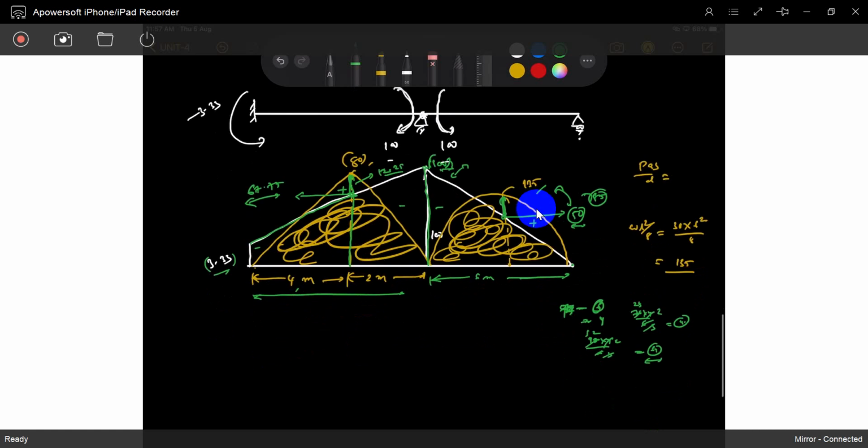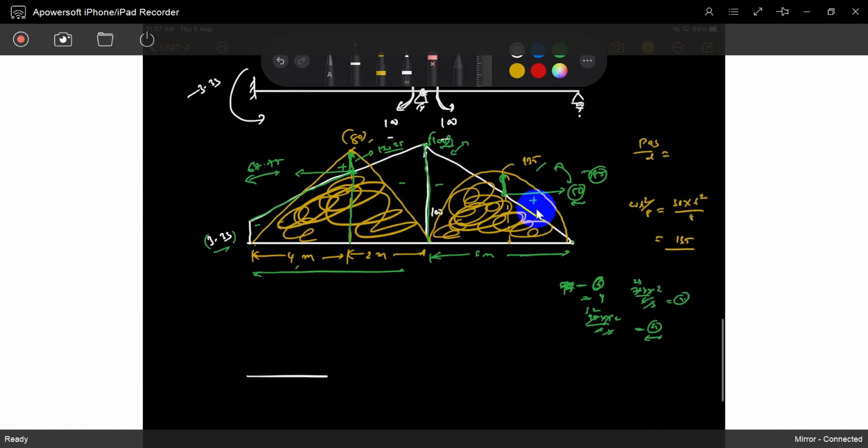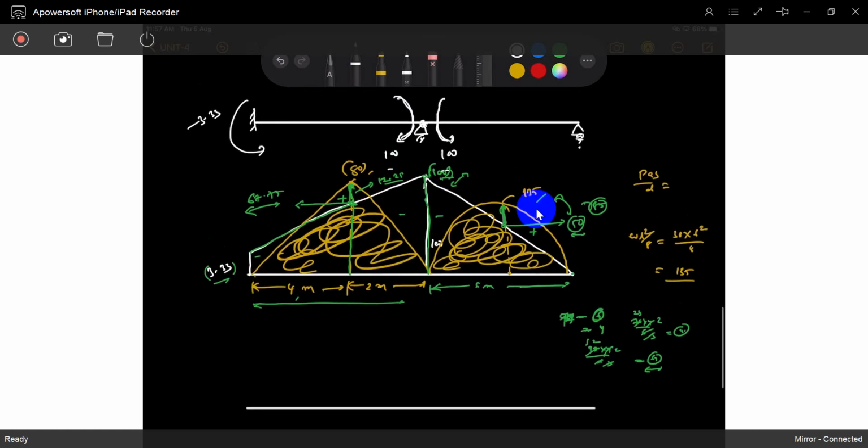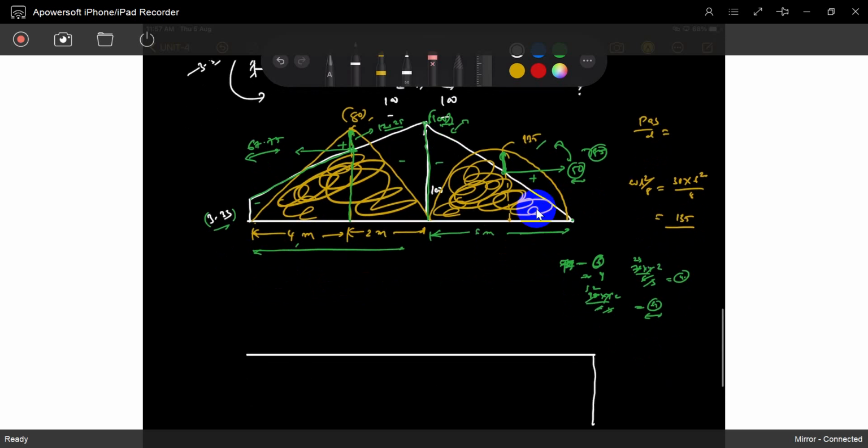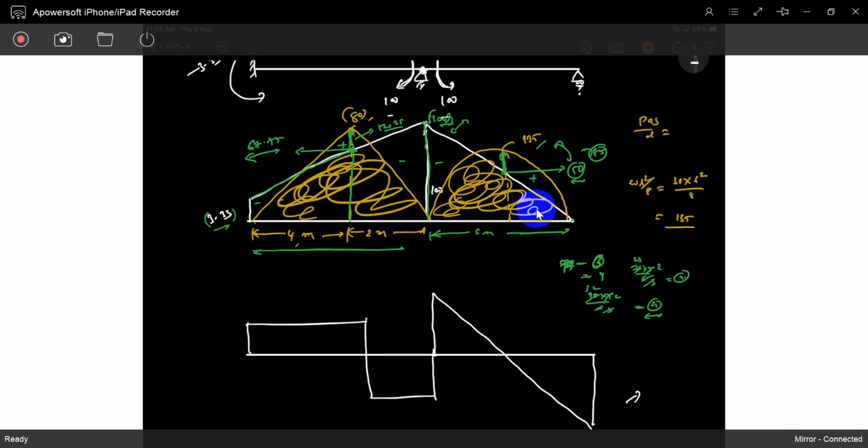And you can easily find out the shear force diagram also. It is a uniformly distributed load, so it will come like this, and there is a point load, and like this. It will come like this, the shear force diagram.